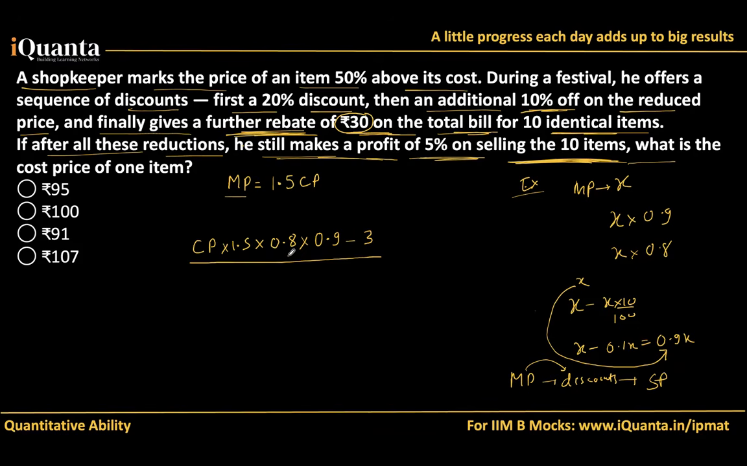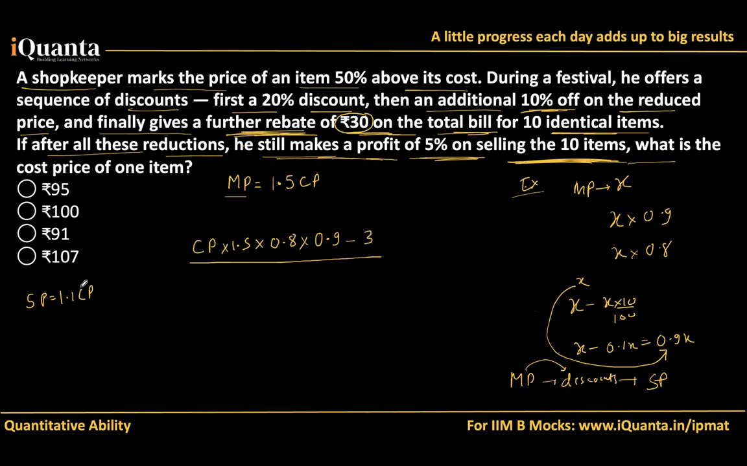If you have to find out profit percent, then profit percent is profit upon CP into 100, right? Yes or no? So whenever you have a profit, suppose I say that on some quantity X, I got a profit of 10%. So that means SP is equal to 1.1 times CP, isn't it?